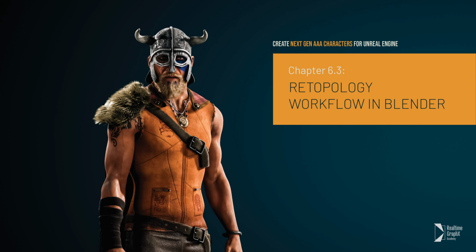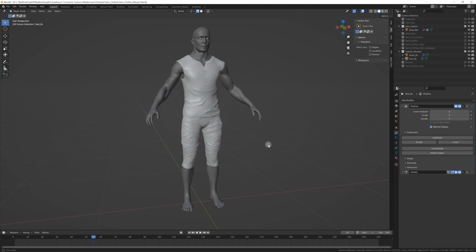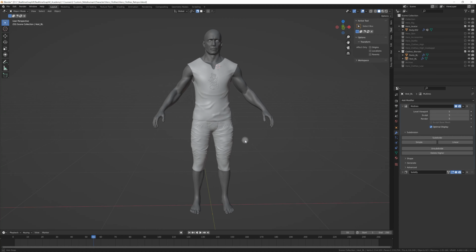As an alternative to retopology in Marvelous Designer, you can of course use Blender to create your low-poly mesh. Depending on how you went about creating your clothes items, this can be a matter of just a few seconds, for example if you use the multi-resolution modifier for sculpting details. Or we need to manually create a new topology if you used Dyntopo or other destructive modeling and sculpting techniques to arrive at your high-poly mesh. The first case is kind of self-explanatory.